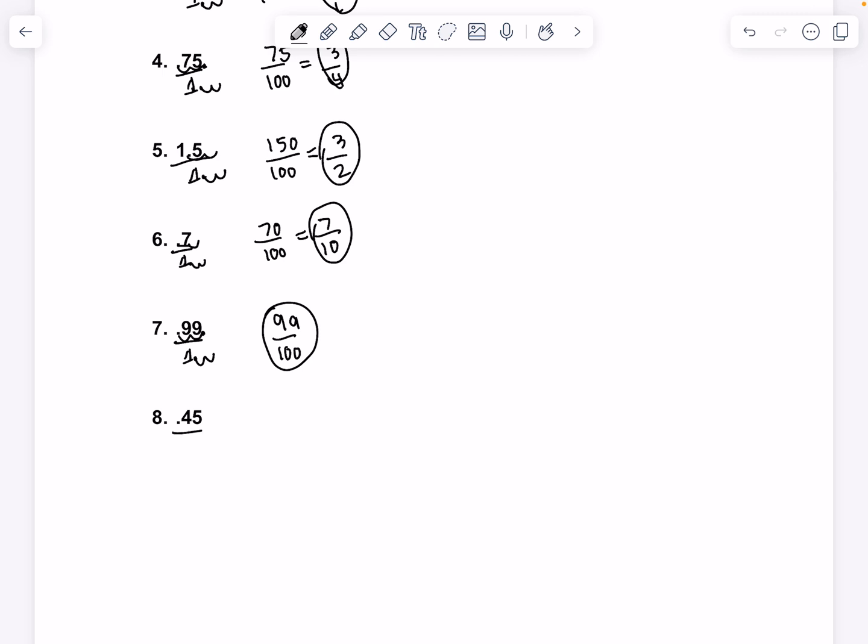And for this last problem, we would move it over twice. So 45, and I'm going to do the same to the 1. So 45 over 100, and then we could divide it by 5. So 45 divided by 5 is 9, and 100 divided by 5 is 20. And we can't simplify anymore. So this is our final answer.